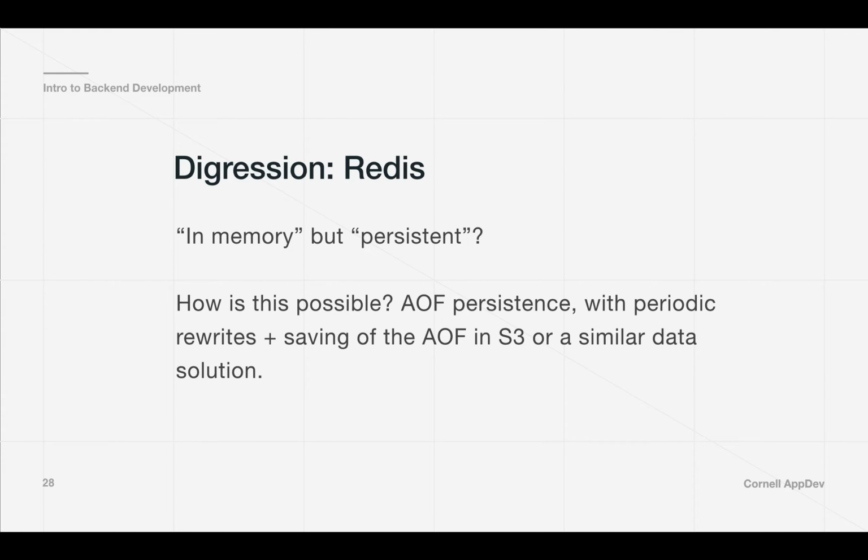So for Redis, how is it in memory but persistent? I don't know if you guys will find this interesting, but basically for every single transaction that Redis handles, it's appending it to the end of a file. So Redis is just a key value store. Let's say inside of Redis, we are storing the value for a counter, and our counter has value 0.